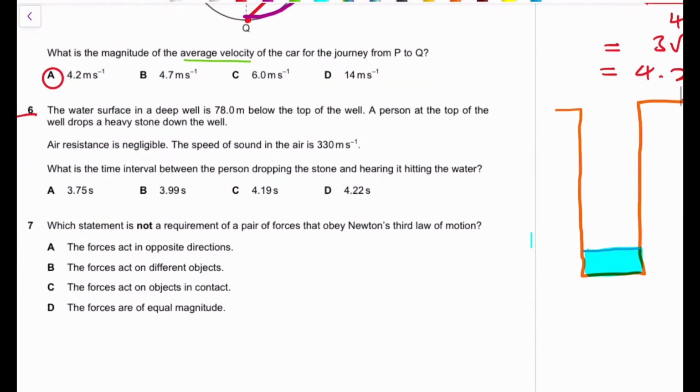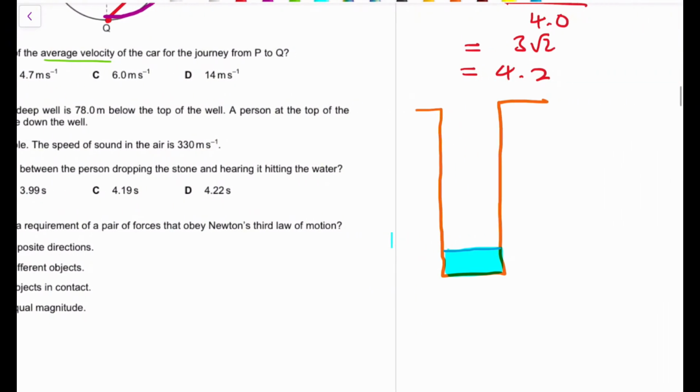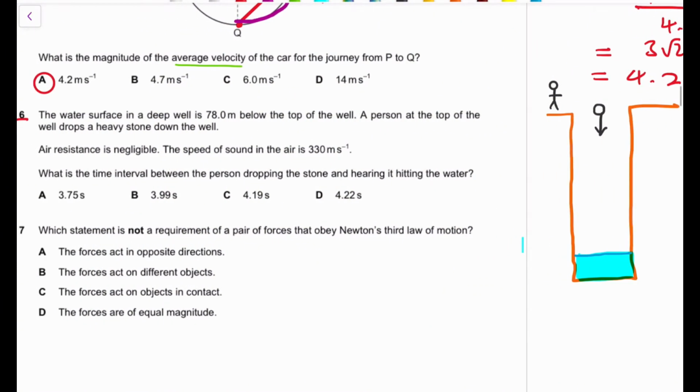So we've been told that a person at the top of the well drops a heavy stone down the well. So we have a person over here, and the person is going to drop a stone down the well. The well is about 78 meters below the top.